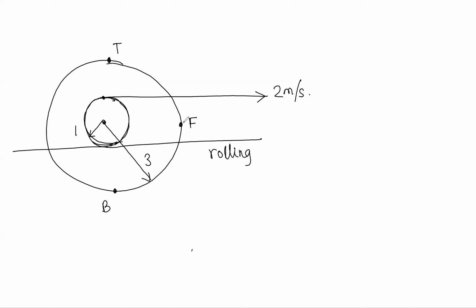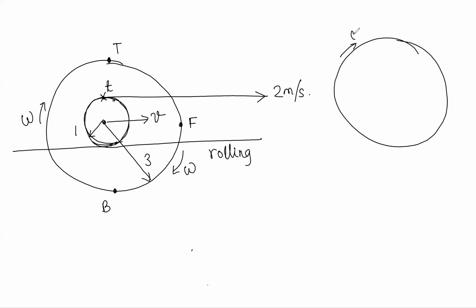The velocity of this point is 2 meters per second. So normally this would be our top point. We can't write it as t, so I'll write it as small t. Let us say the velocity of the center is v, and let us say the angular velocity of this entire wheel is omega. First of all, you understand that if the wheel has an angular velocity of omega, the inner wheel also has an angular velocity of omega. They both have the same angular velocity omega. Okay?